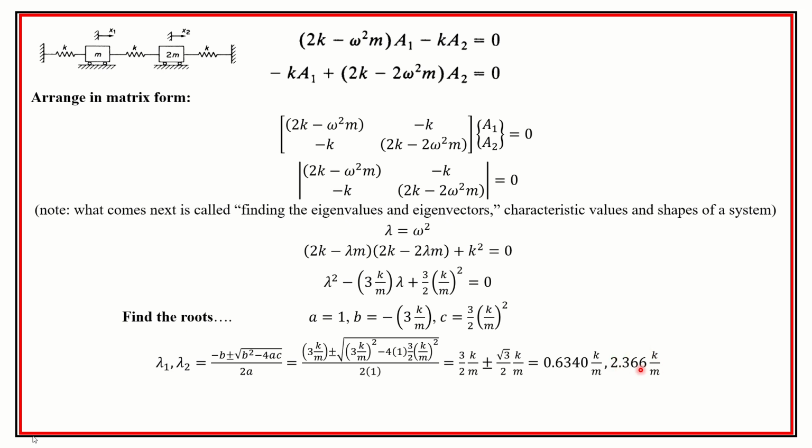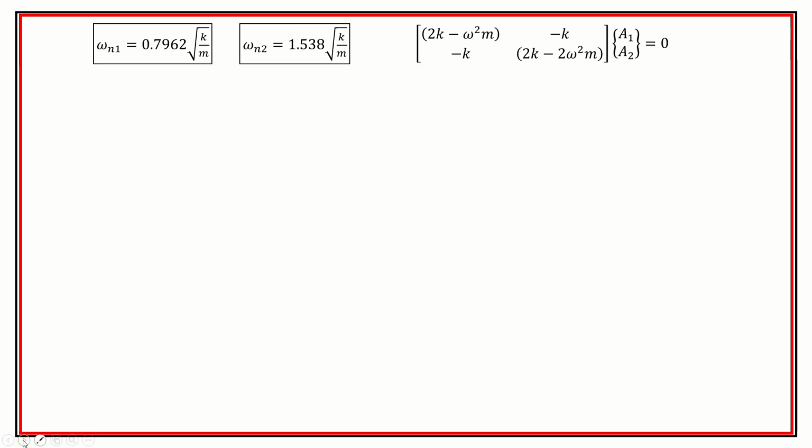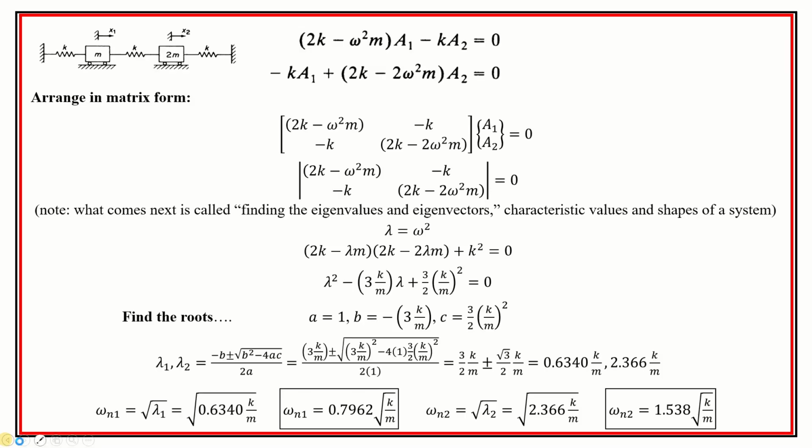And remember that right up here we took omega squared and set that equal to lambda, so now we can reuse that and these become the natural frequencies. We don't know what K and M are, but we still have two different natural frequencies because of the arrangement. Now we could go back and find the eigenvectors, right? So those are the eigenvalues.